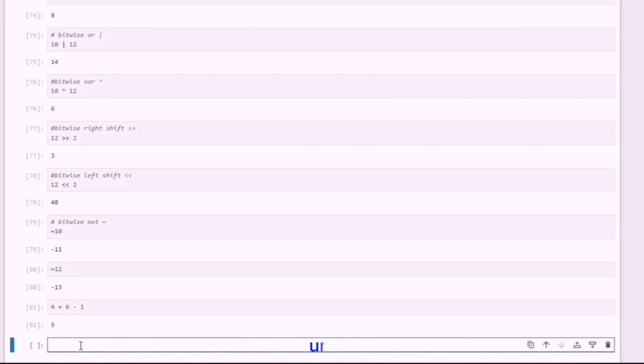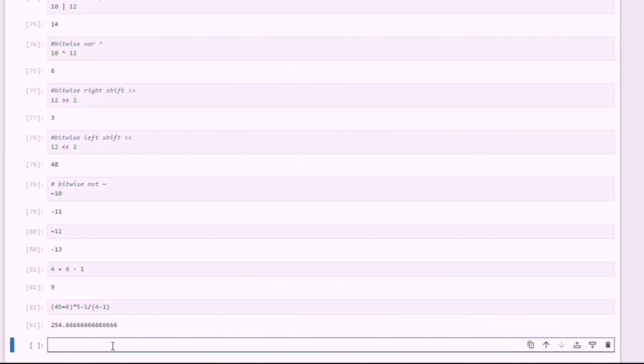If you have an expression like this, 45 plus 6 times 5 minus 1 divided by 4 minus 1. Now, these two will be the first to be attended to, then the multiplication from the left. Let me quickly get the answer of this. Okay, this is what we'll get.